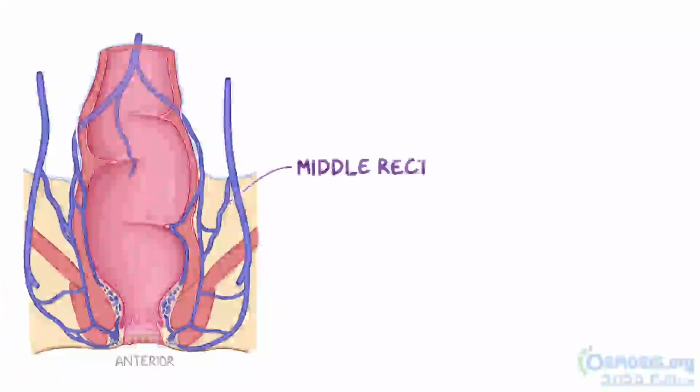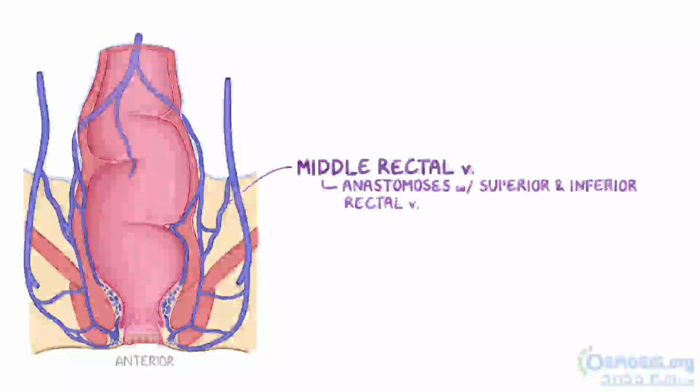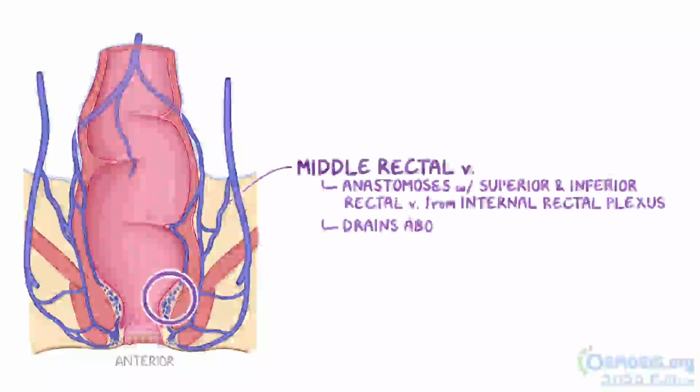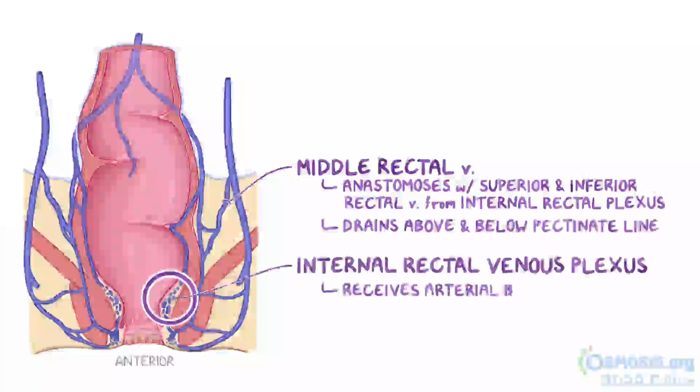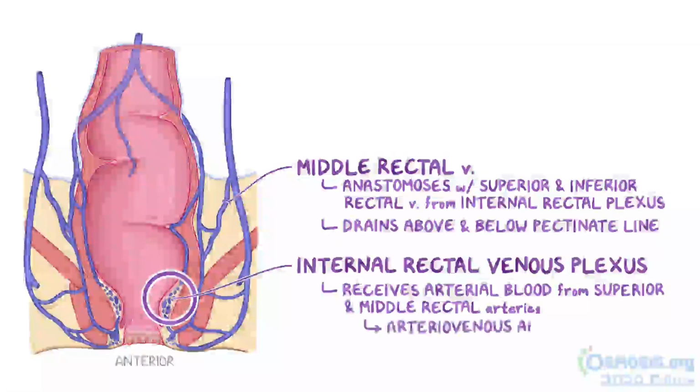The middle rectal veins also anastomose with the superior and inferior rectal veins from the internal rectal plexus to drain the anal canal both above and below the pectinate line. The internal rectal venous plexus also receives arterial blood from the superior and middle rectal arteries through short vessels, forming arteriovenous anastomoses. This forms pouches around the anorectal junction called anal cushions.